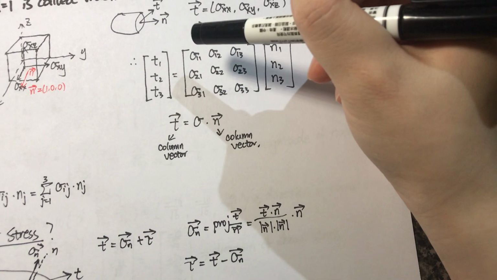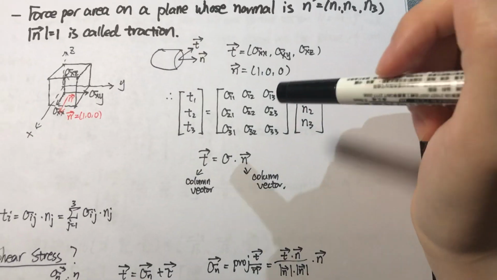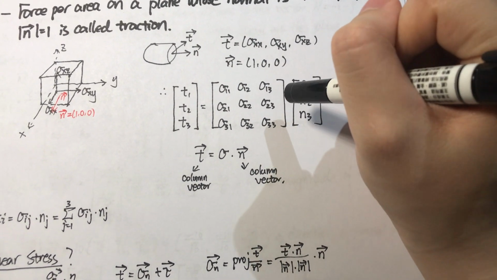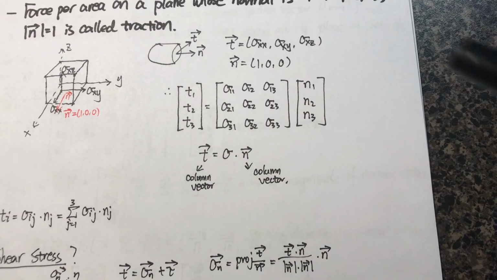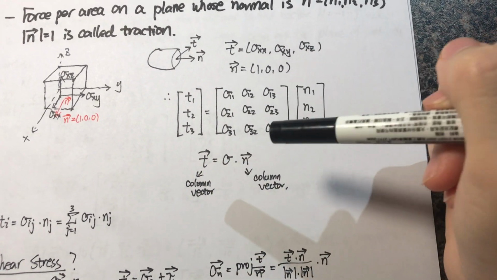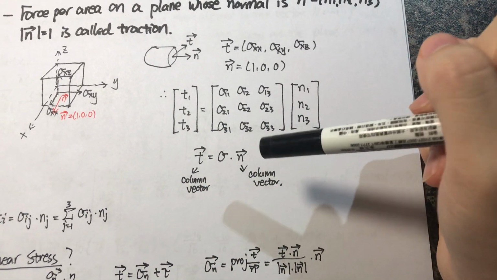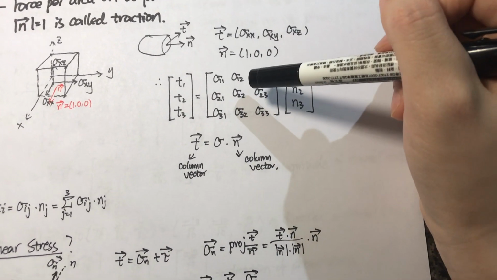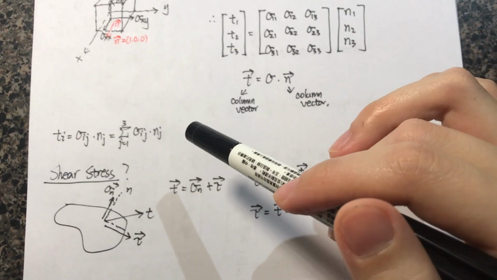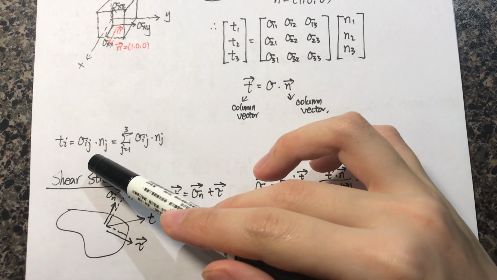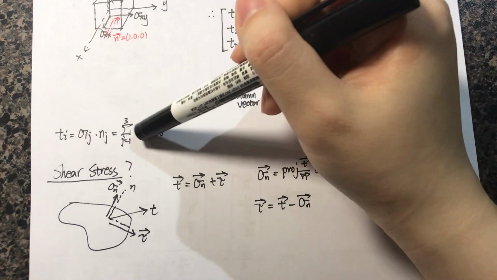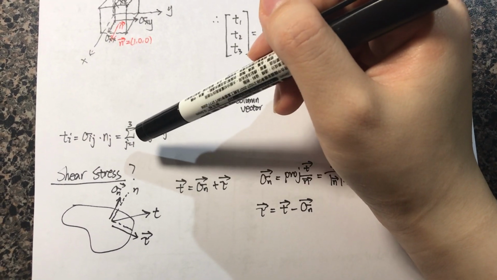So the traction is just the stress tensor dot the normal vector. Therefore, T is sigma dot n, and T and n are both column vectors, and sigma is a stress tensor. We can write it in the general form as Ti equals sigma ij times nj, where the summation of j is from 1 to 3.